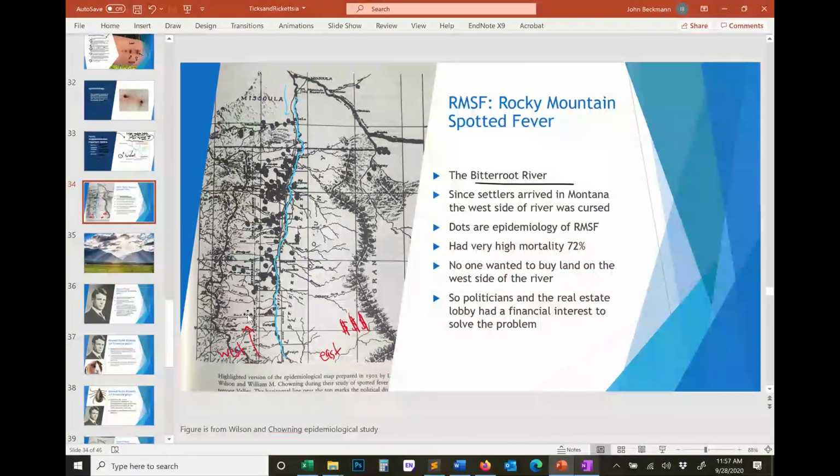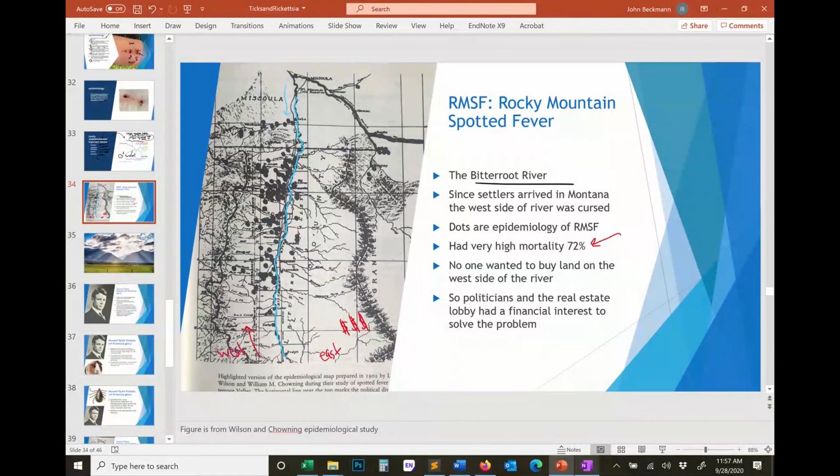This is actually a problem that people would care about because land prospectors were like, well, I want to be able to sell this land for lots of money. So we better figure out what's going on so that we can stop it so that the land price will go up. Okay. So the government funded studies to research why on the west side of the river there was this disease.